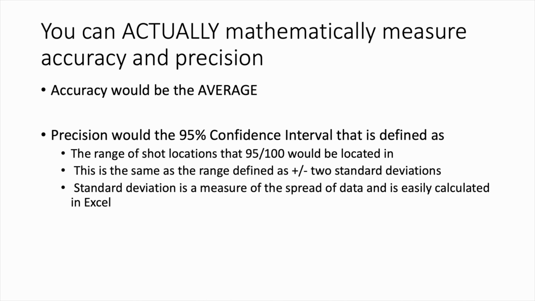Now, here's the thing. You can actually mathematically measure accuracy and precision. Accuracy would be the average of your shots. Precision is a little bit more complicated. Precision would be the 95% confidence interval that is defined as the range of shot locations where 95 out of 100 shots would be located. This is the same as the range defined as plus or minus 2 standard deviations around the average. Don't get too worried about standard deviation. It's simply a measure of the spread of data. It is easily calculated in Excel, and I'm going to show you how to do that now.